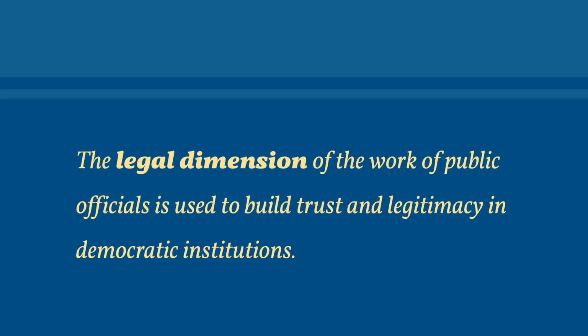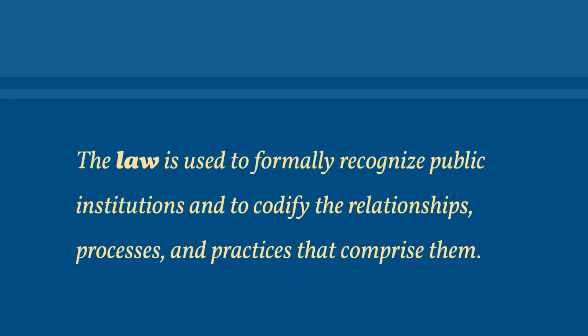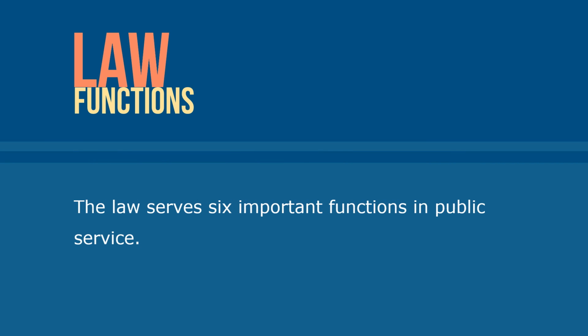Public officials need to see how the legal dimensions of their work can be used to build trust and legitimacy in democratic institutions. The law is used to formally establish and to recognize public institutions and to codify the relationships, processes, and practices that comprise them. The law serves 6 important functions in public service. Let's take a look.